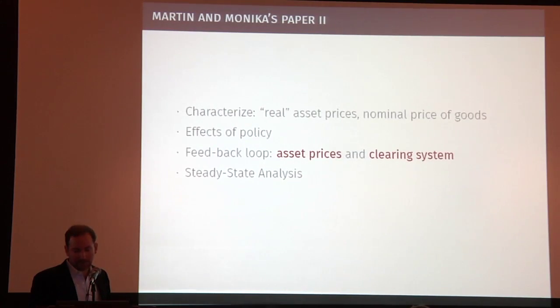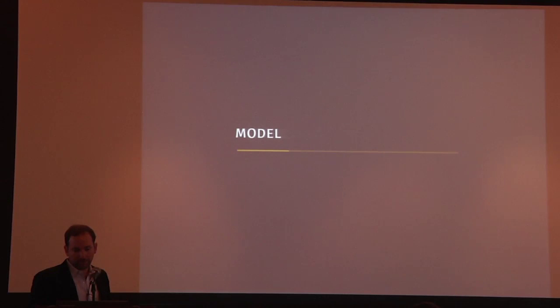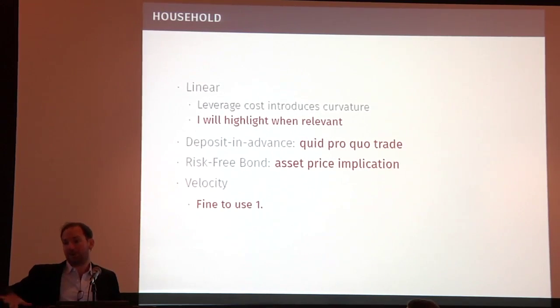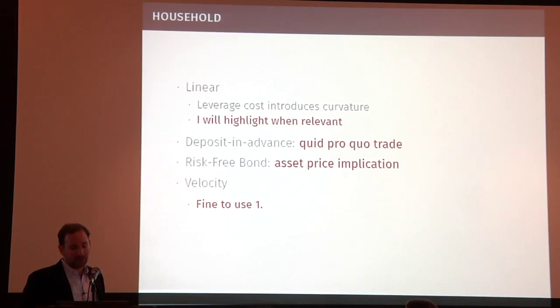Their analysis is in steady state. So I'm going to strip out some elements of the model and try to underline what are the key forces. And then what I'm going to do is tell you where some pieces that I stripped out are important in their analysis. Their model is purely linear. Everybody's linear. Although there is an important element, which is that this leverage cost that Martin was stressing throughout his talk actually introduces curvature at some point in the model. And that's very important, especially for the effects of policy.